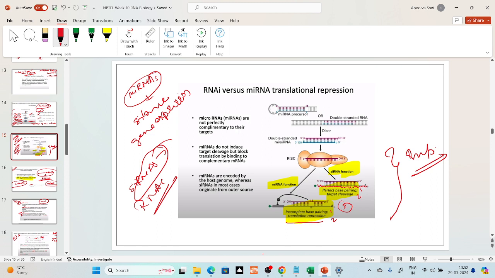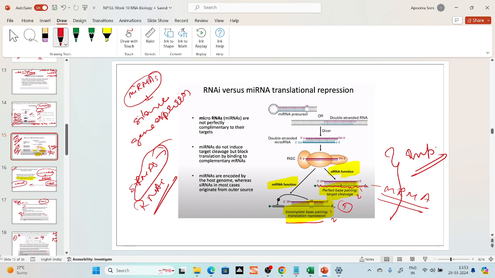So here you can see that siRNA forms a perfect base pairing. That means there is perfect complementarity between the siRNA and the target mRNA. Because perfect base pairing happens, the target, which is your mRNA molecule, is cleaved. Whereas in the case of miRNA, the base pairing is not complete, and therefore your target molecule, which is again an mRNA molecule, is not cleaved, but your translation is repressed.